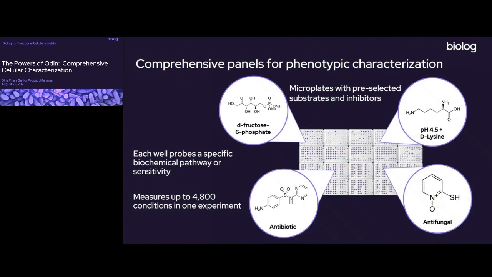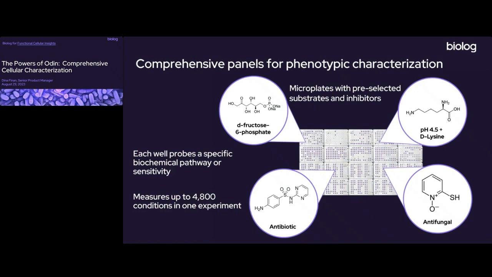This shows the breadth of our panels that we call phenotype microarrays. We have this comprehensive set. In this case, there's 20 of these plates that are specifically designed for profiling microbes, and you can probe many different pathways at once. Here we have substrates that are specific carbon sources, specific nitrogen sources. There are inhibitors like antibiotics or antifungal compounds. And then sometimes there are combinations of conditions, such as various amino acids at low pH, like you saw in the fusarium example.